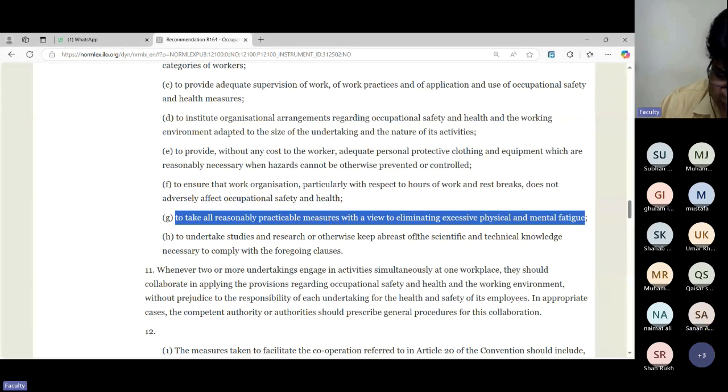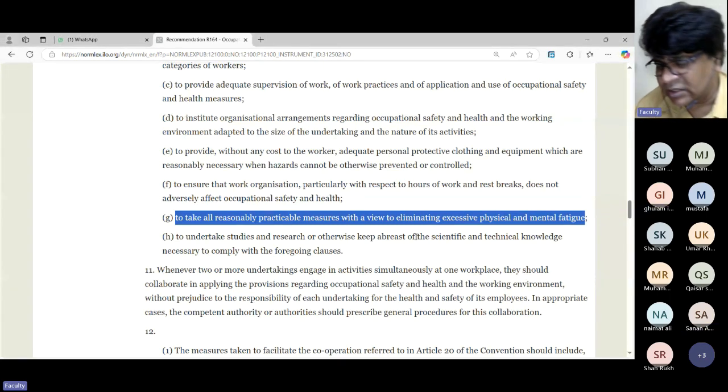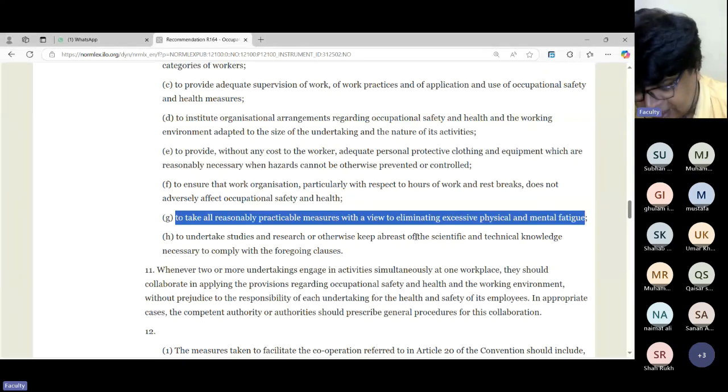Suppose I'll tell all of you to come only with 5G tomorrow. That is not reasonable. That is not practicable also. Why is it not practicable? Because there is no signal, first of all, to receive. Reasonable means when the government itself cannot provide, how can you do it? So that is what it says.